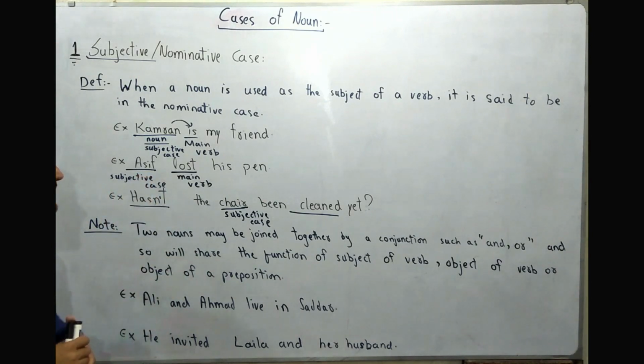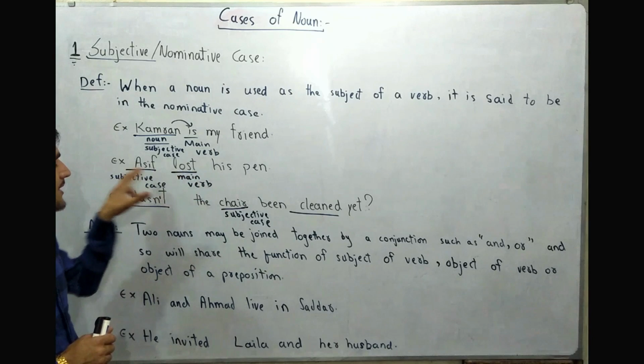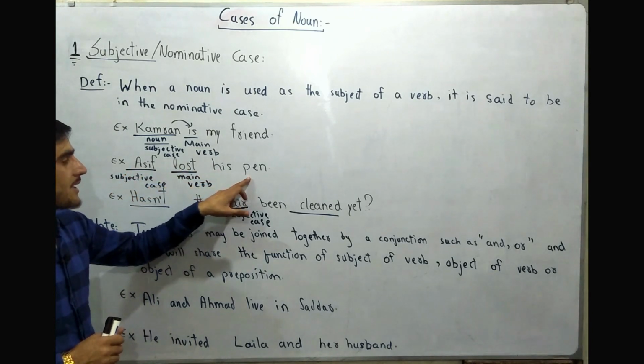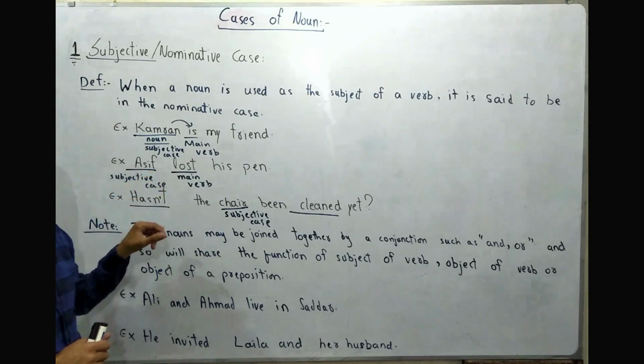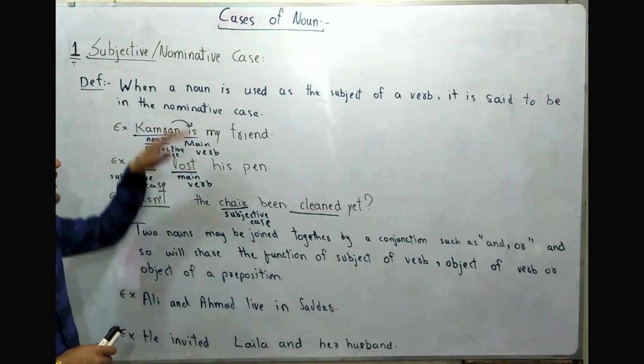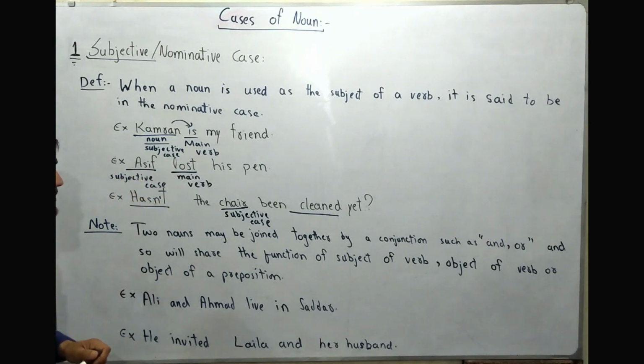The second example is Asif lost his pen. So again, in this sentence, lost is a verb, and his pen is the rest of the sentence. So Asif here functions as the subject of the sentence, and the subject is a noun, so that's why we call it nominative case of noun or subjective case of noun.